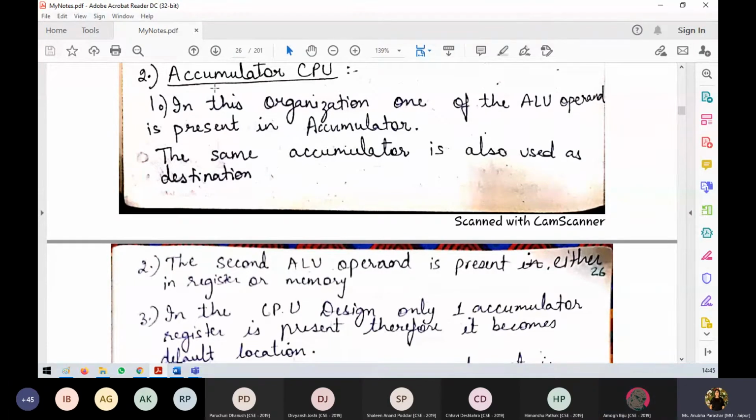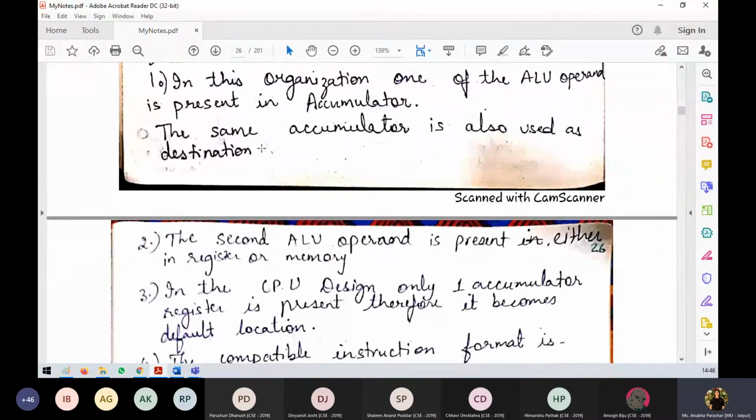Fine, ma'am. So the second one is accumulator CPU. In this, one of the memory will be this accumulator. So when ALU is performing any operation, we require some register, we require memory. So either it could be a register or it could be the accumulator. So here one of the operands is the accumulator. The same accumulator is also used as destination.